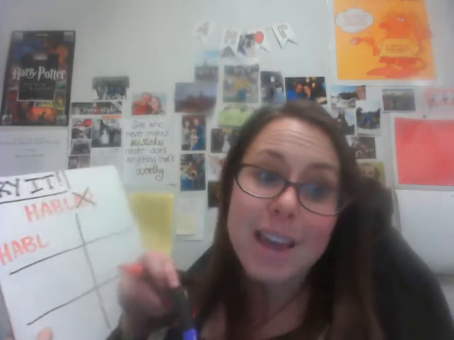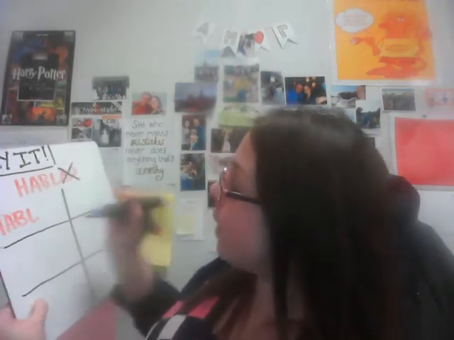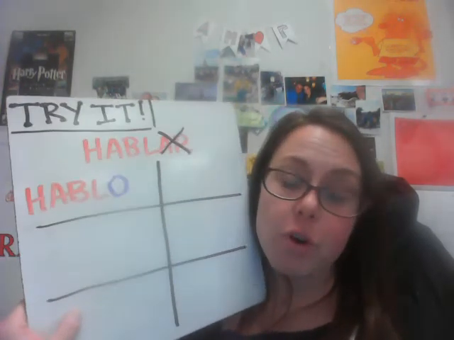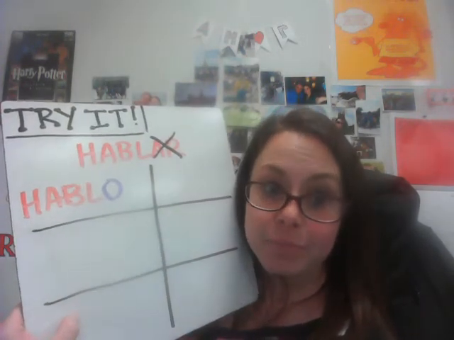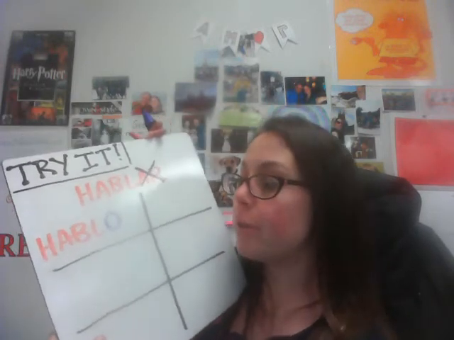But if I want to say I talk instead of just to talk, I'm going to add my new ending, which is O. So the yo form of hablar is hablo. Okay, so if I wanted to say I talk on the phone, I would say hablo por teléfono.